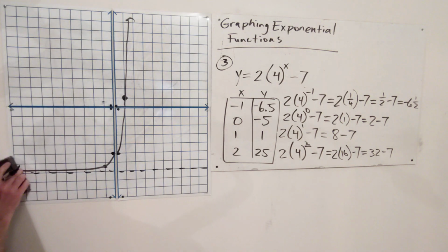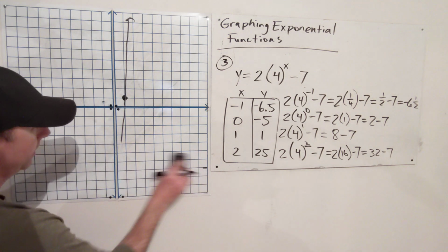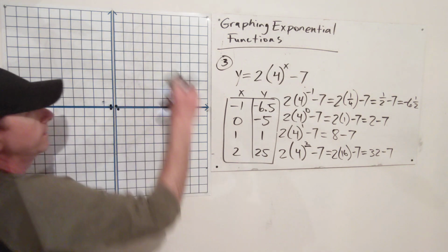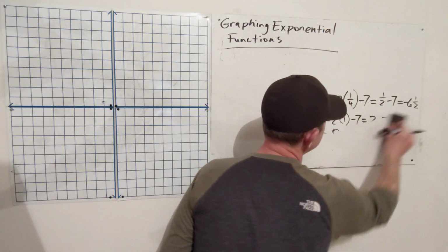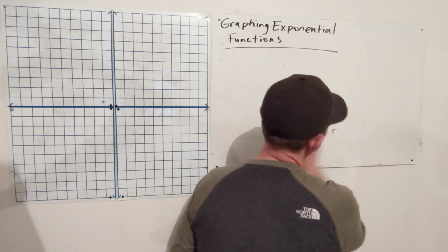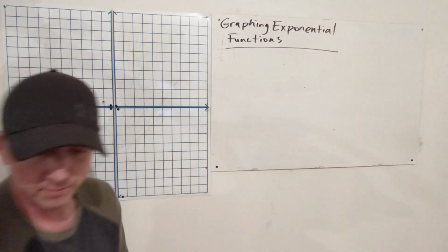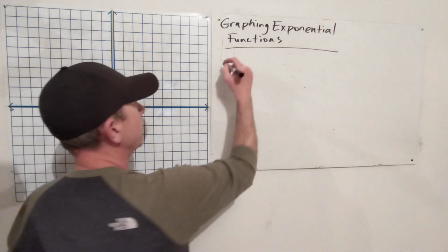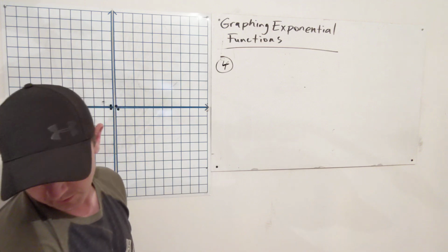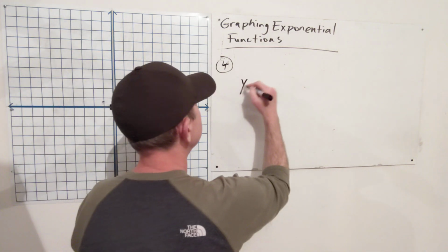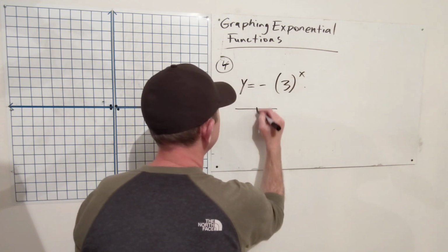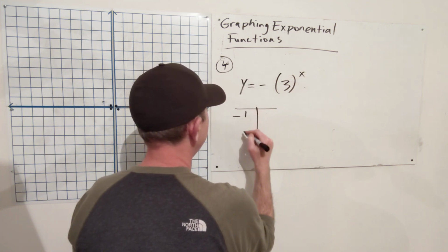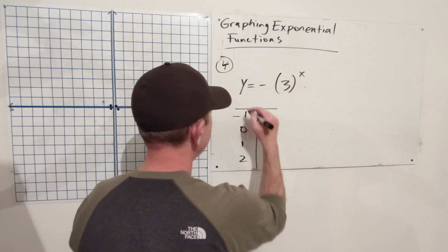Okay, we got one more to go. Last one. We got to look at what happens if you were to have a negative mixed in with this. Not a negative exponent, but a negative base out front. I guess the base is not negative, but the number part in front of the base is negative. So here we go. For number 4, we have y equals a negative, and then notice the parentheses, 3 to the x. So we're still going to check -1, 0, 1, and 2.